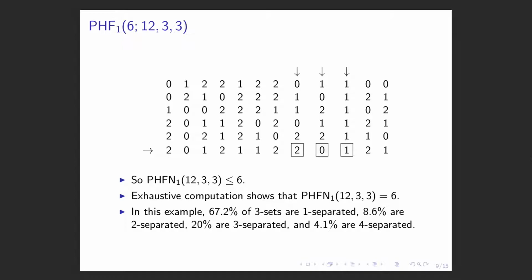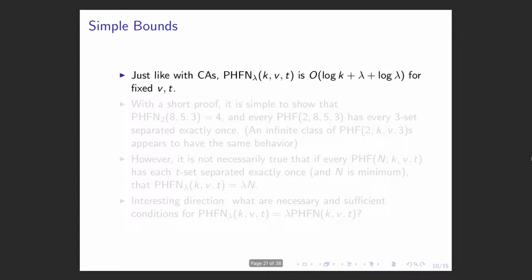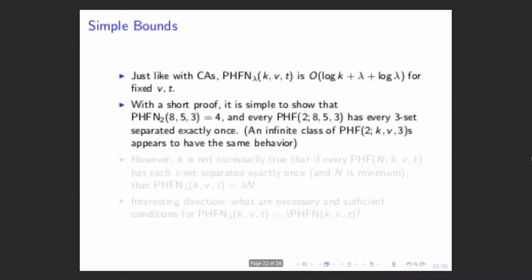So let's study PHFs. Here's an example PHF on 6 rows and 12 columns. We see that these 3 columns are only separated once. But in fact, I wrote a program to check, and quite a few of these 3-sets are separated more than once. So that gives us good evidence to say that we can actually do better than just copying and pasting. But exactly the same way as covering arrays, we get the nice asymptotic bound.